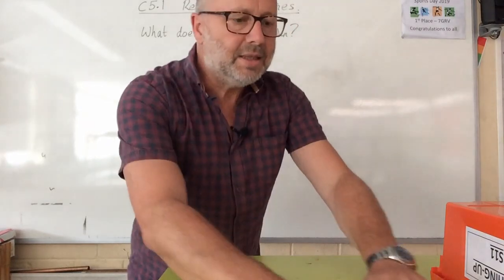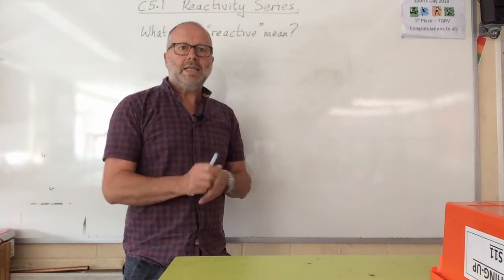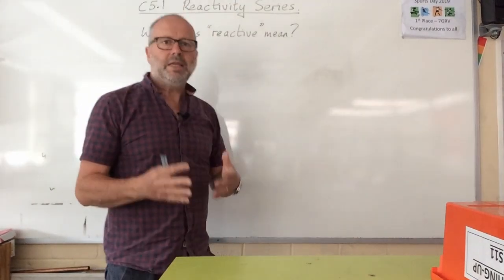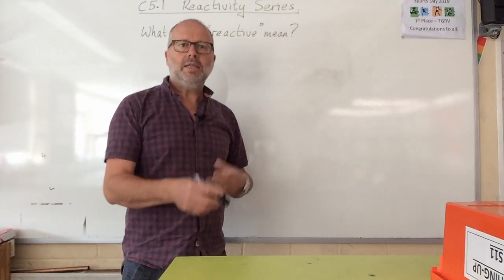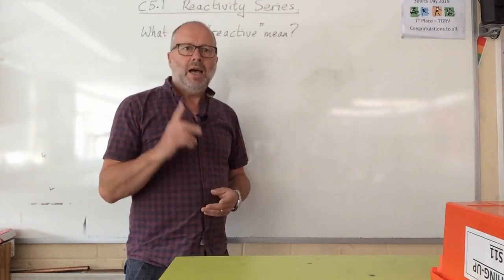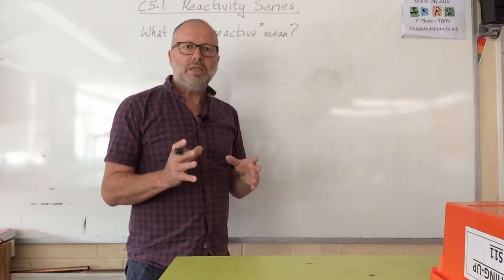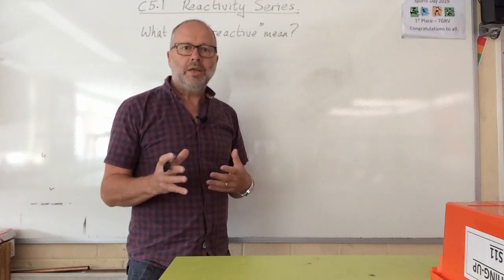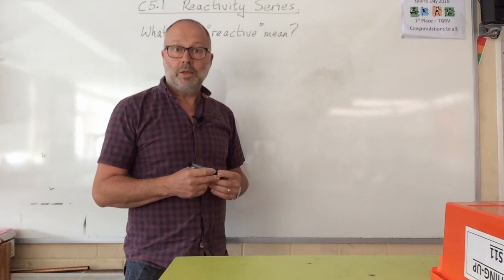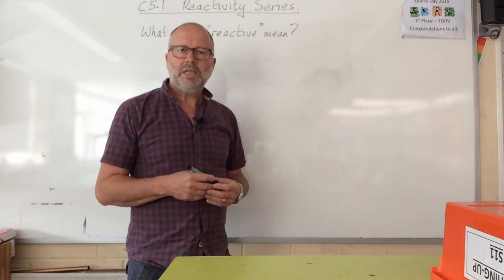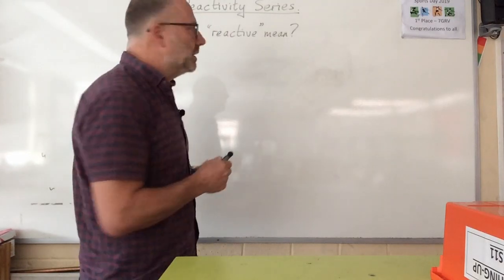Okay, so you've got the idea of what the word reactivity means, or reactive. If something is more reactive, it's more keen to get involved in a chemical reaction. And now we're going to look at what happens when two metals meet each other, and one is more reactive than the other, and one of them's got hold of something that the other one wants. And these are things called displacement reactions. So let me just talk to you about a couple of things here.